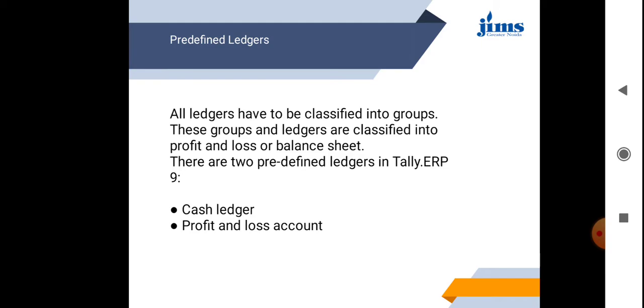In Tally, there are a few predefined ledgers. There are two ledgers which are already inbuilt. We don't need to create those ledgers. All the ledgers have to be classified into groups, and these groups and ledgers are classified into profit and loss or balance sheet. There are two predefined ledgers in Tally ERP 9, that is the cash ledger and the profit and loss account. These two ledgers are predefined in Tally.